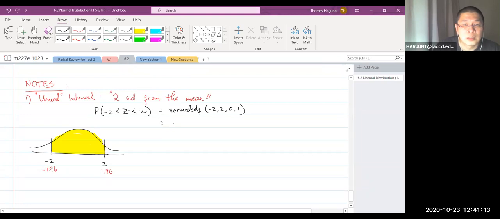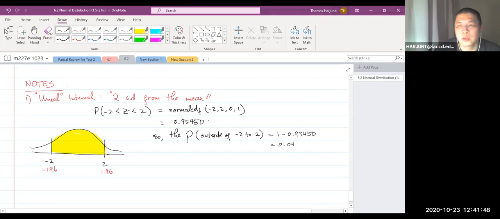Okay, this is 0.9544450. So it implies the probability to be outside of -2 to 2 is 1 minus that. That's 0.04550. Okay, that's where the twice standard deviation away from the mean is coming from.